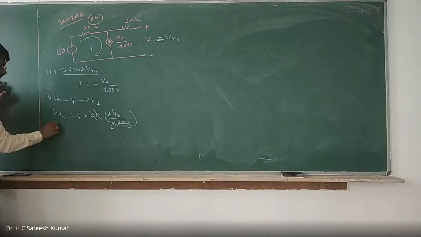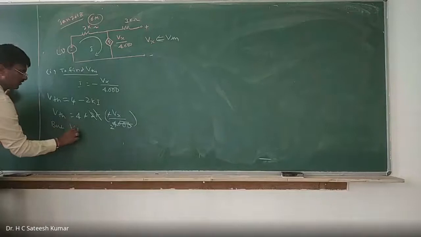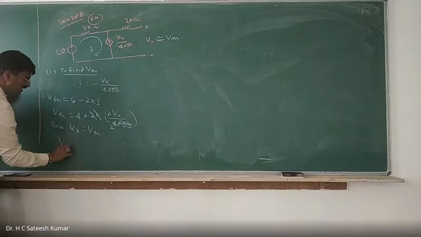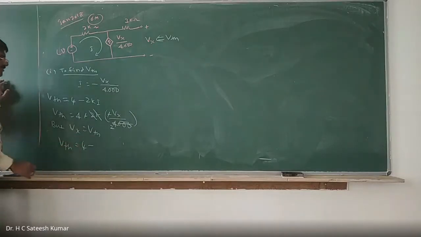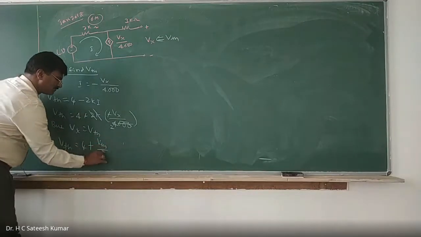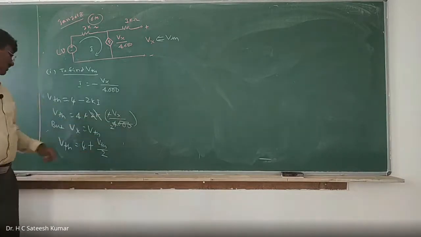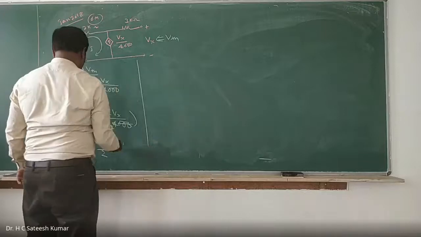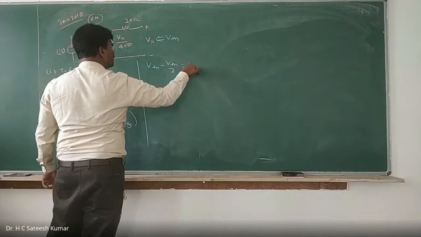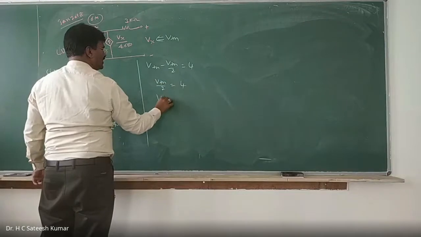But what is Vx? This Vx is nothing but equal to VTH. Now we want VTH, no? Substitute that. VTH is equal to 4 minus, minus of minus becomes plus, VTH divided by 2. This Vx is VTH divided by 2. Now you transfer to the left hand side. VTH minus VTH divided by 2 is equal to 4, and VTH is equal to 8 volts.